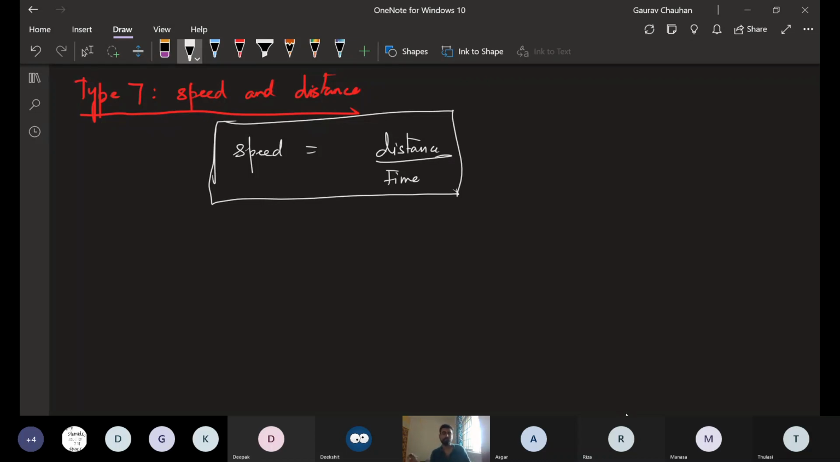I wanted to write that formula and put it in a box. This is super important. Speed is equal to distance per unit time. All right, now let me bring up a question. You tackle it with the question only.